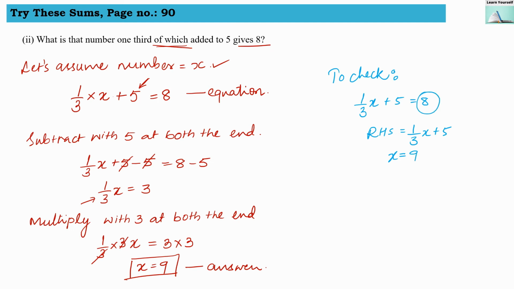So let us substitute that value. So 1/3 into 9, we are substituting value of x plus 5. So here 3 3s are 9. So we will get here 3 plus 5 equals to 8 equals to RHS. So our LHS is equals to RHS. That means our equation is also correct and our answer is also correct.